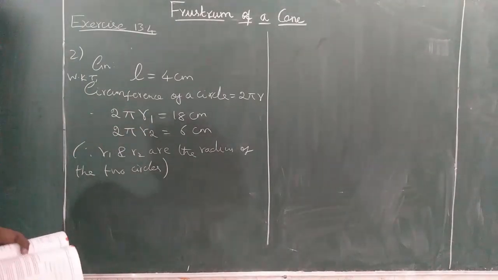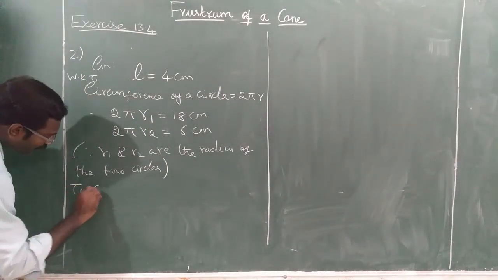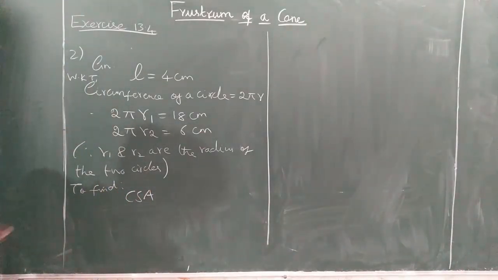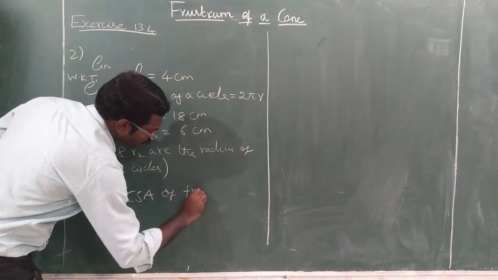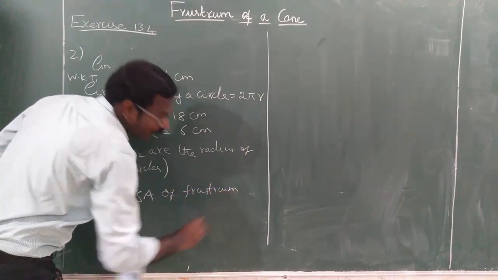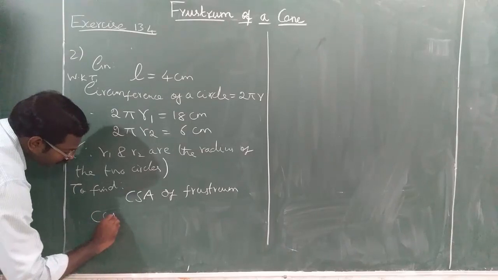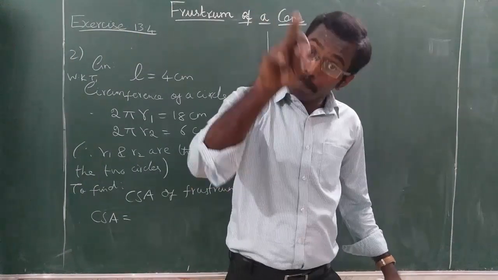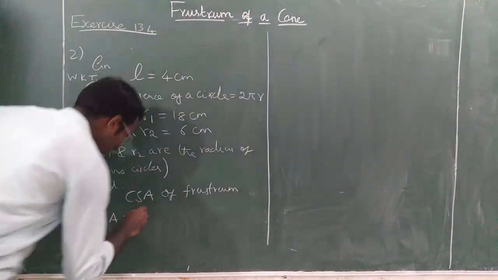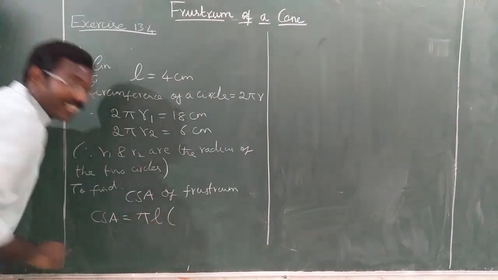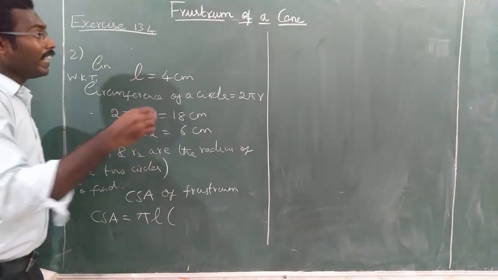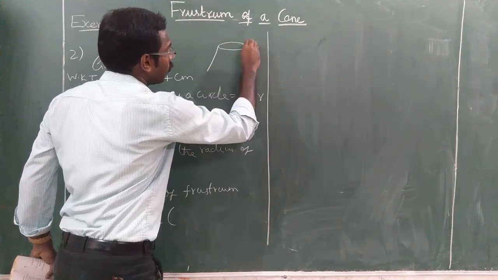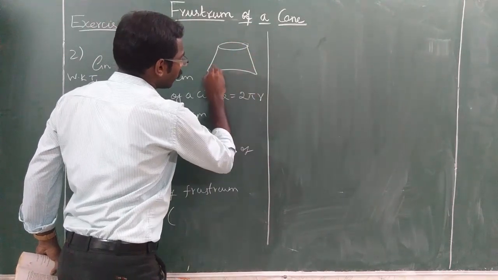Understood? So what do we have to find? We have to find the curved surface area, CSA, of the frustum. Do you remember the formula? The CSA of a frustum is equal to, normally the cone CSA is pi r L, but in a frustum we have two radii, yes or no?